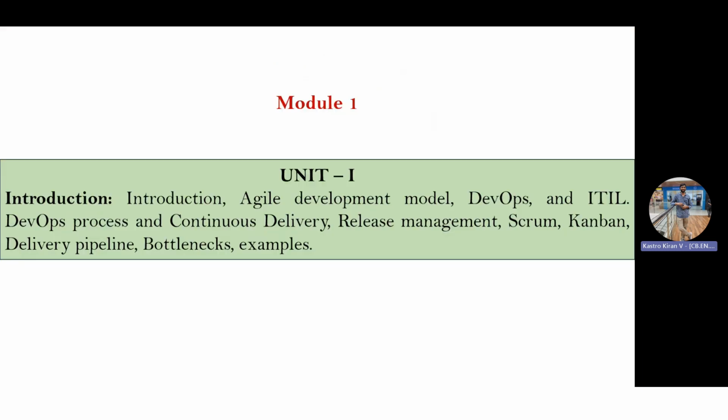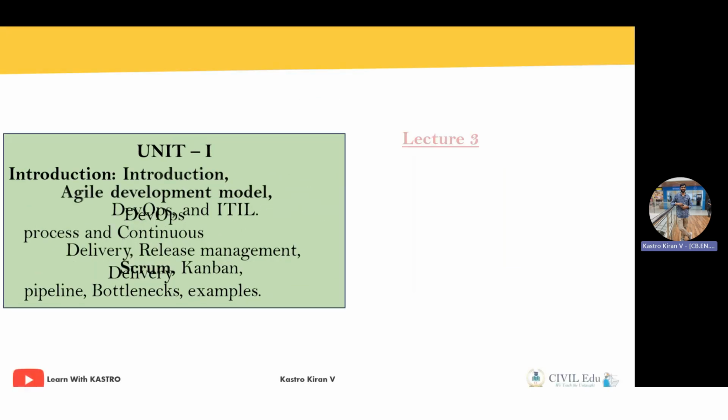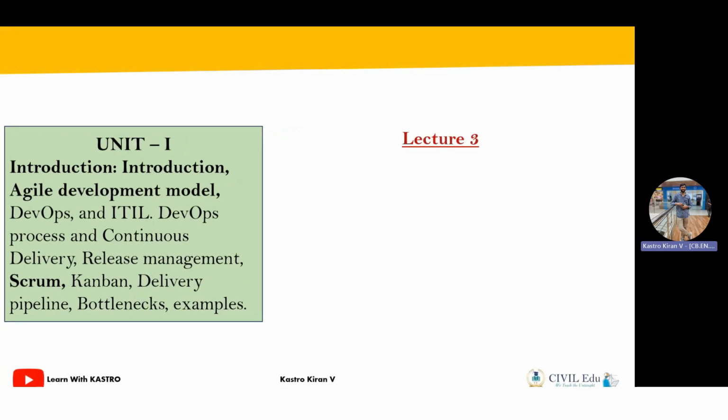In the last video, we understood what is meant by the Agile Development Model and what is meant by the Scrum Model. In this video, we are going to talk about two concepts: the first is the Kanban model and the second is bottlenecks. So first, let us understand the Kanban model.